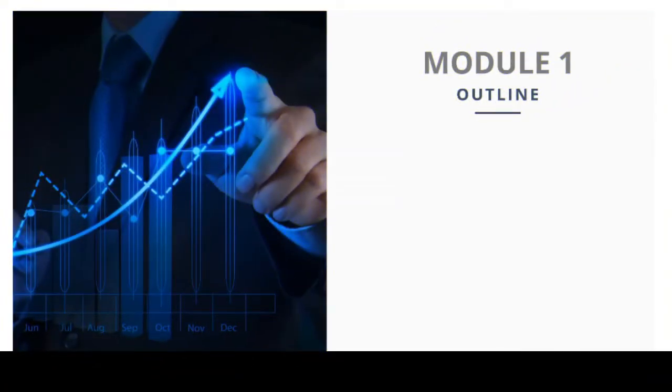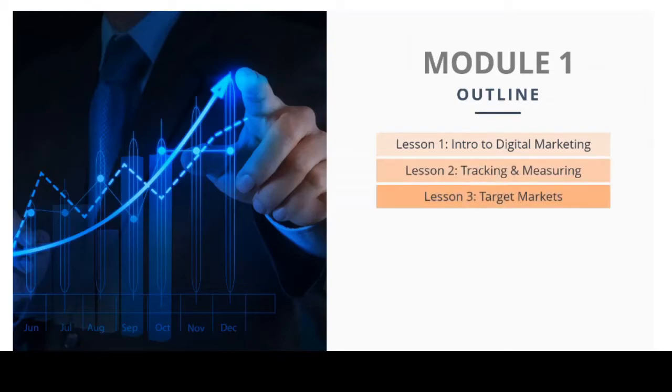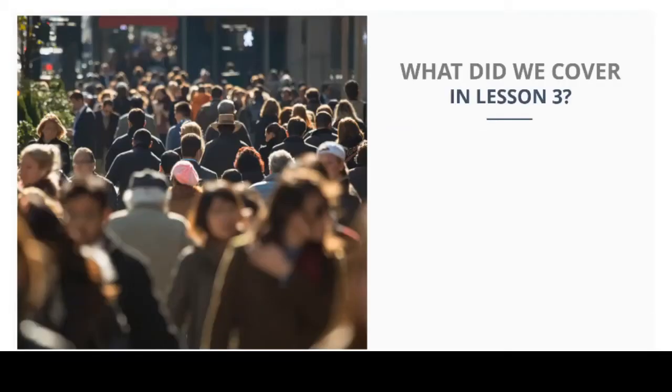Taking a quick look at our Module 1 outline, we are done with lessons 1, 2, and 3, and we are now on lesson 4, meaning that after this lesson, we will be 50% of the way through Module 1. So well done to all of you.